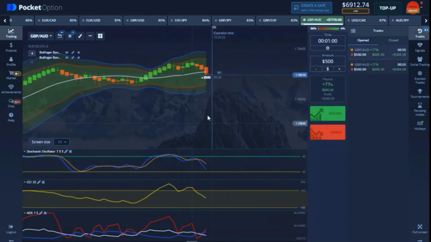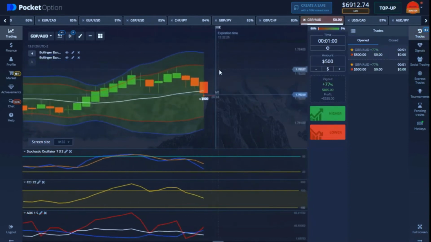But guys, always make sure that you're taking a trade when the candle is above this place. It's very important. Always make sure that you're taking a trade when the candle is above the middle line of the Bollinger Band here. It's very important. So over here, this is another good moment.